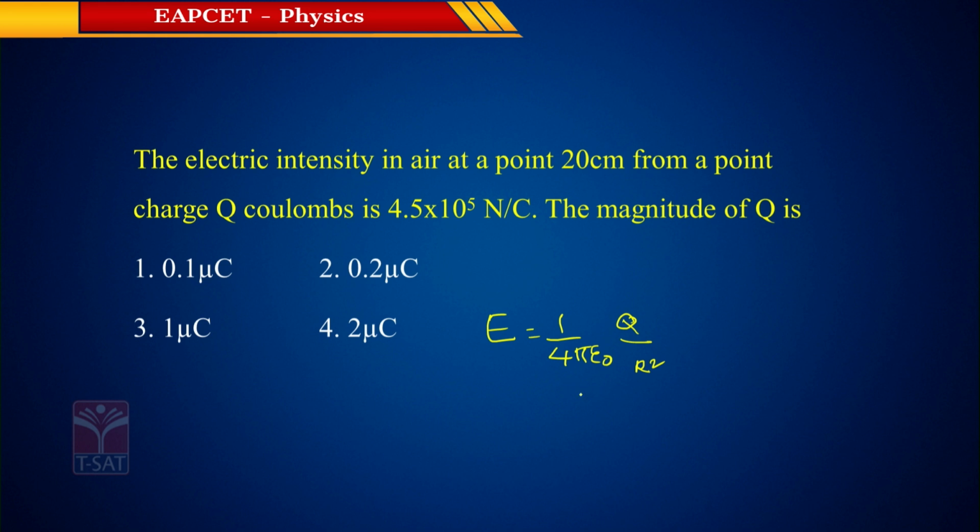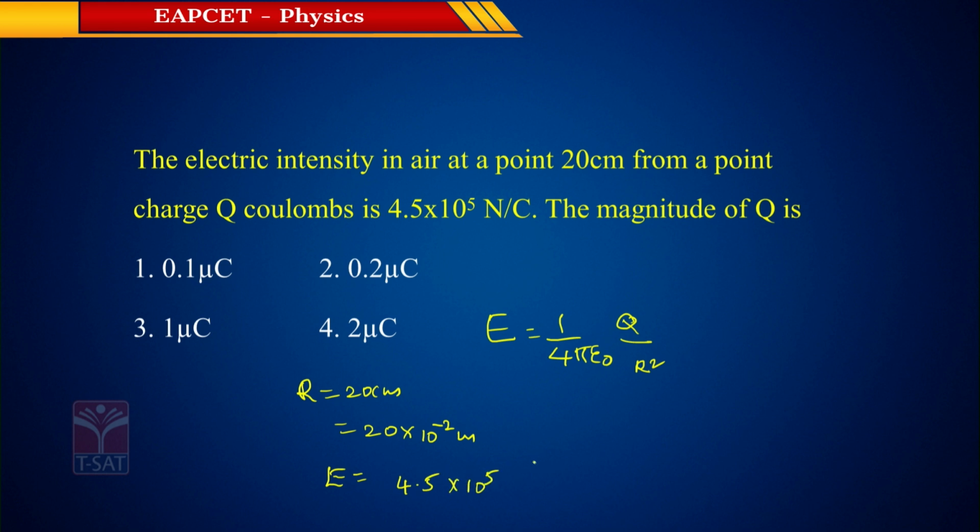Therefore, what is the q value? The question gives r equal to 20 centimeter. That is 20 into 10 to the power minus 2 meter. And the E value is given. How much is the E value, children? 4.5 into 10 to the power 5.